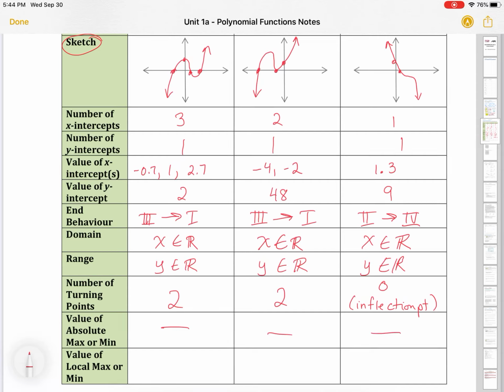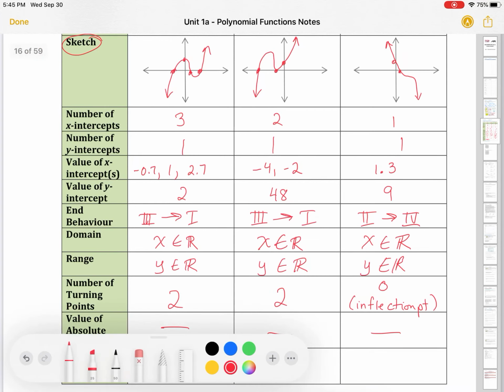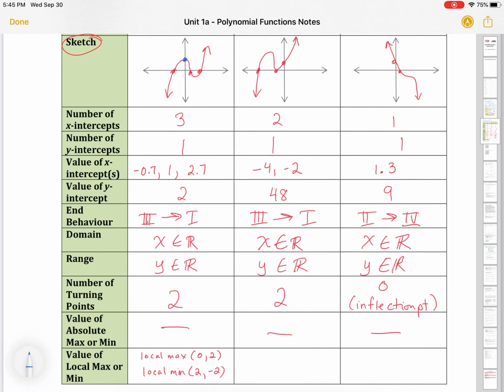Absolute value, max or min? No, no. Local max or min? Well, I have a local max between 0 and 2, and a local min between 2 and -2. So those are these points here, right up here and right down here. So I've got a local max and a local min between those two at those 2 points.